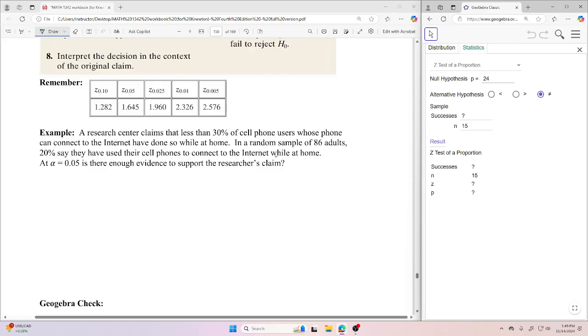Here we go. A research center claims that less than 30% of cell phone users connect to the internet. Okay, whatever. Let's start setting it up. H naught, H sub A. Now, this is a small difference, and I'm sure they're going to do this on the homework. They're going to have a little option there. Are we looking for average for mu, or are we doing p for percentage? P for percentage, or probability, or proportion, or whatever. That's that 30% right there.